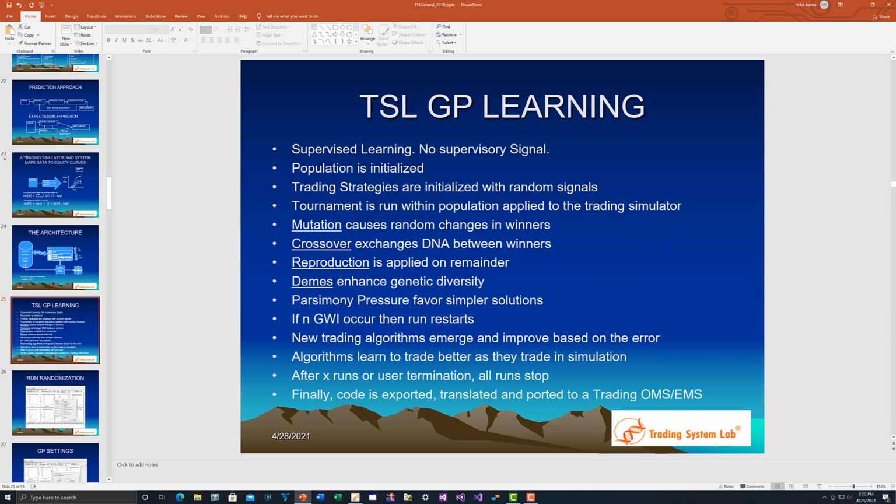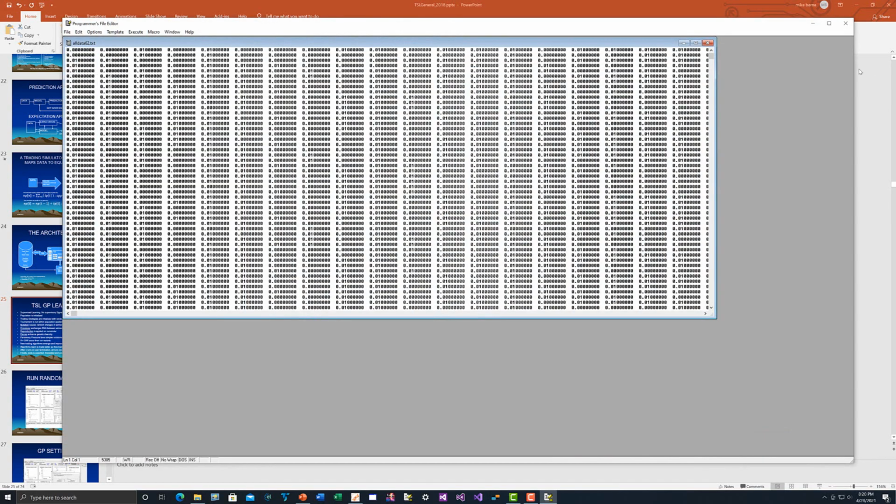So in TSL genetic programming type of learning, it's considered supervised learning, although there's no supervisory signal. We do not have a target variable in our preprocessor. I'll show you an example of the preprocessed data set here. So it's in the TSL data file, and I'll pull up an example of that data now. Okay, so here is strictly the Boolean data for preprocessor number one. It's a Boolean set of information, just zeros and ones.